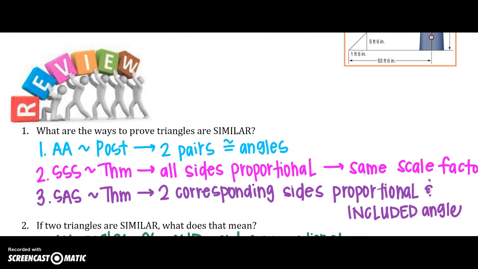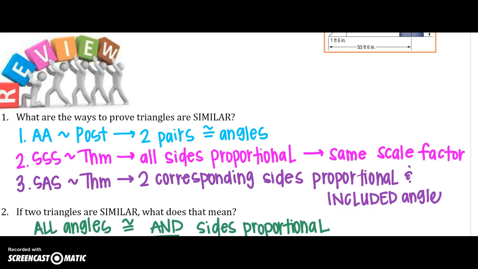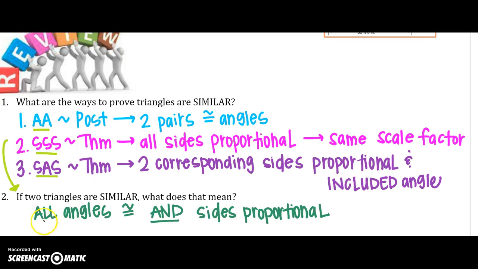And a couple things to review before we move on. 3 ways to prove triangles similar. We have AA, SSS, or SAS, and remember what they mean. And then if 2 triangles are similar, so if I use problem number 1, if 2 triangles are similar, I also know 2 things. 1, all my angles will be congruent, and my sides will be proportional. And that wraps up 7.3.